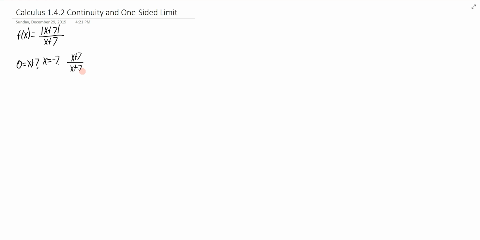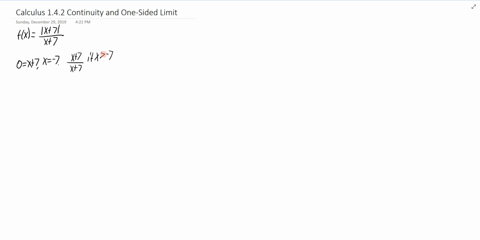When, or I should say if, x is greater than negative 7. Because if it's greater than negative 7, guess what? This absolute value has absolutely no purpose. If we're, let's say, at 0, 0 plus 7 is just 7. And 0 plus 7 with the absolute value is still 7. So essentially, the absolute value doesn't even exist if x is greater than negative 7.